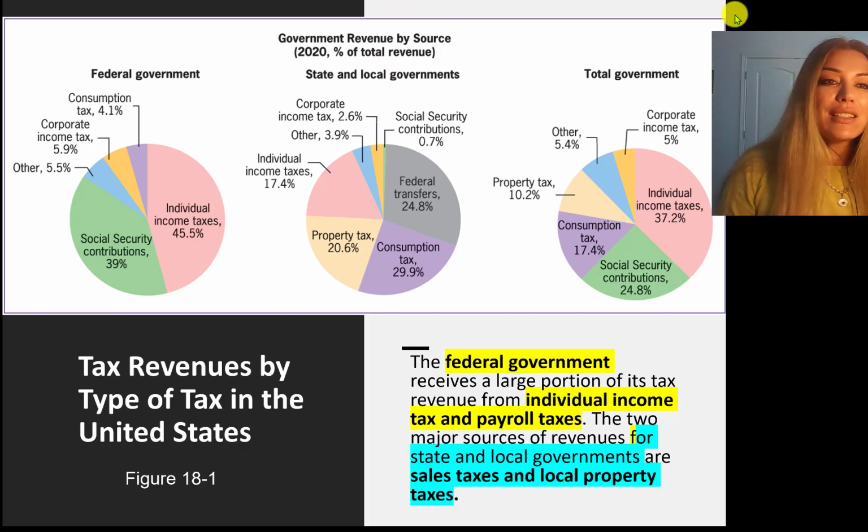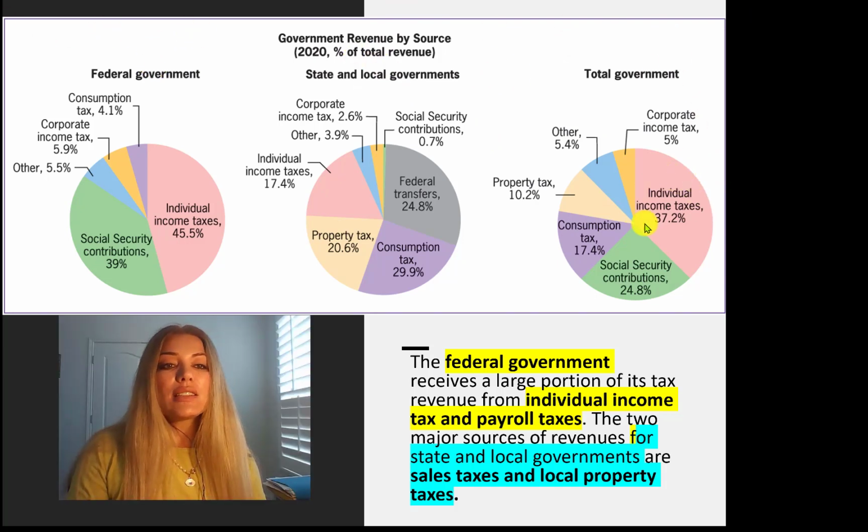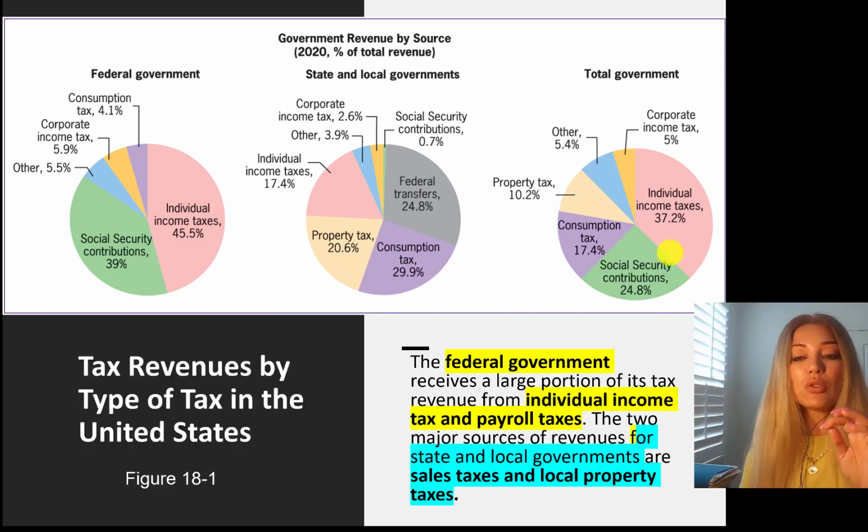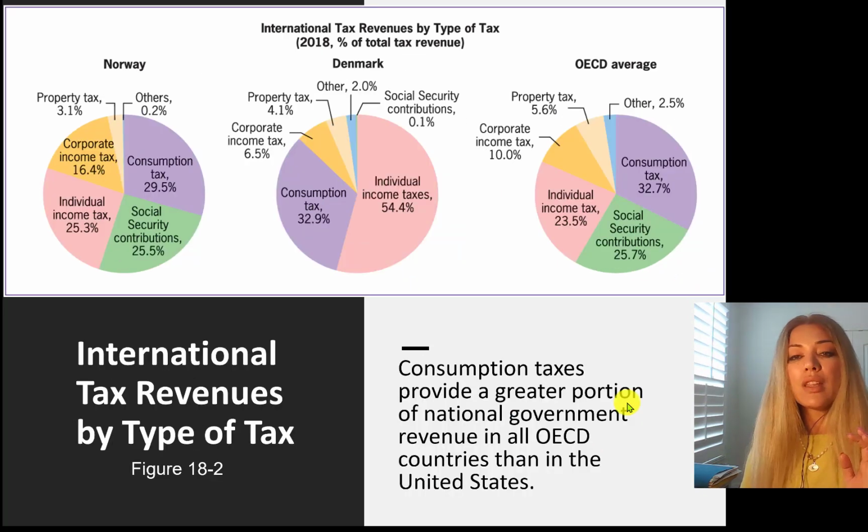Okay, so let's take a look at total government. This is the sum of both federal and state and local. As you can see, individual income taxes make up about 37%, social security makes up about 25%, and consumption about 17%. Okay, so let's take a look at the OECD countries. This is the Organization of Economic Cooperation and Development average.